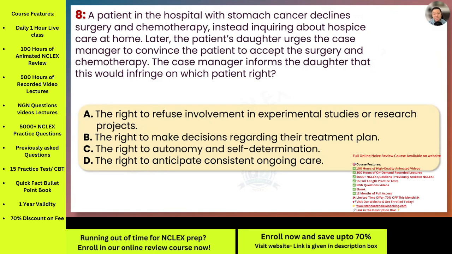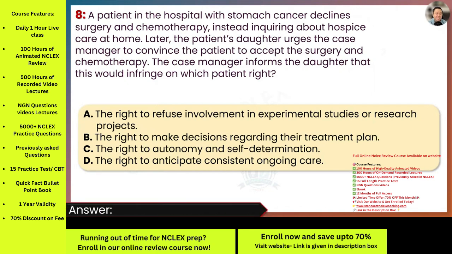So this question is testing your understanding of patient autonomy and informed decision making. Now, on the NCLEX, it's very critical for you to know that patients have the right to make their own medical choices, even if their families disagree. And so our answer is letter B.